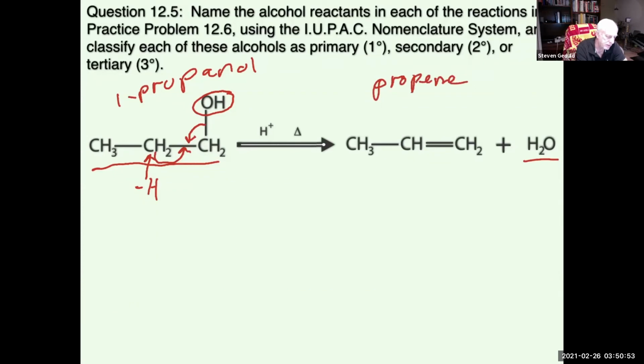Okay. And it wants to know if 1-propanol, our starting product here, is a primary, secondary, or tertiary alcohol? Primary. Only attached to 1 carbon. The carbon of the OH group is only attached to 1 carbon. So propanol is a primary alcohol, and propene is the product that was produced.